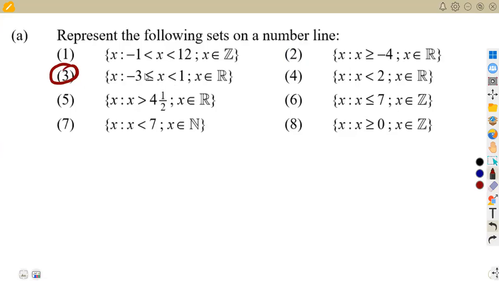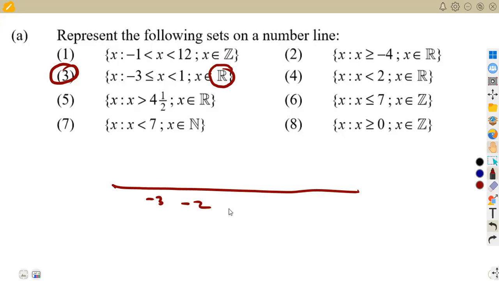Number 3 is the same. On this one, I want you to see that our x is real numbers taken from -3 up to +1, and x is greater than or equal to. I want you to see the difference that is there on number 1 and number 3. We are going to start at -3, which is fine. -3, -2, -1, 0, 1, like this. This is what we're supposed to have in actual sense.